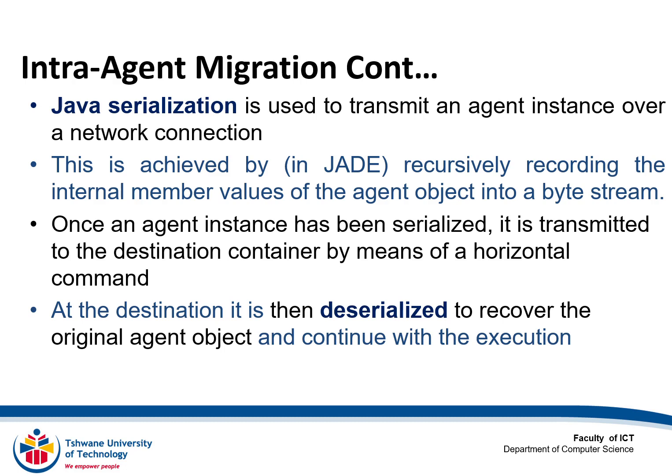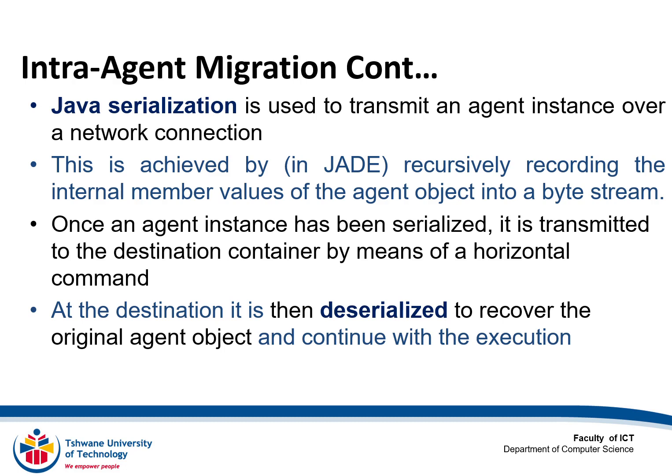This you achieve by recursively recording the internal member values of the agent object into a byte stream. And once the agent instance has been serialized, it can then be transported to the destination container by means of a migration command. And when it gets to the destination, it is then deserialized so that you can recover the original agent object and continue with its execution.